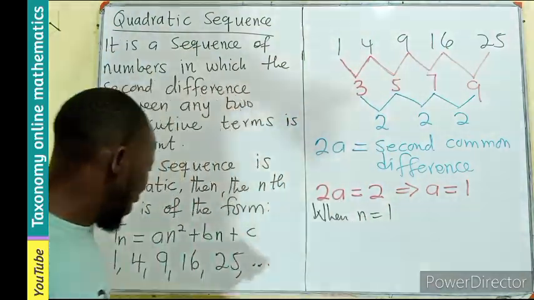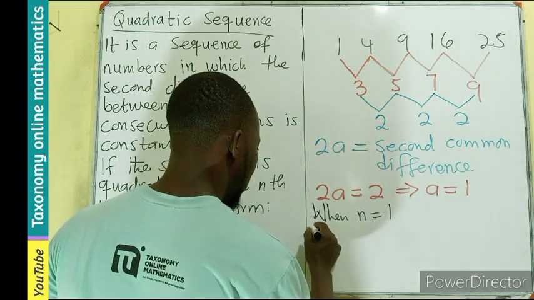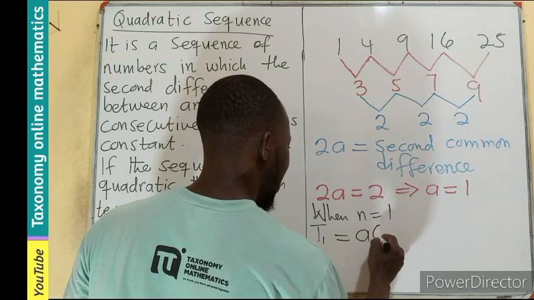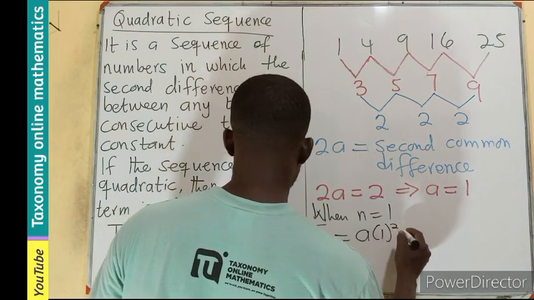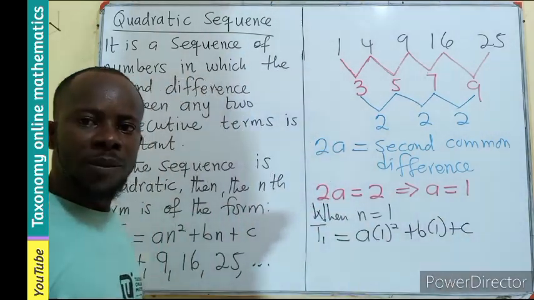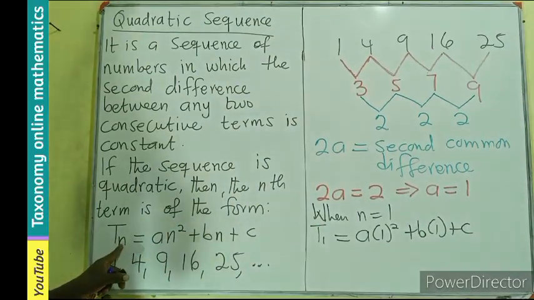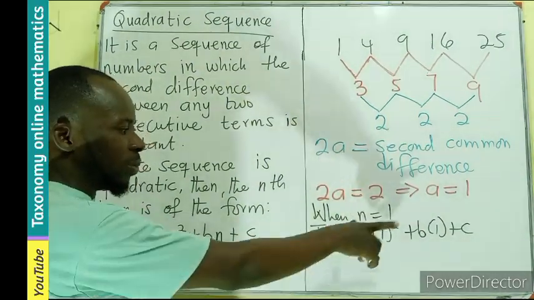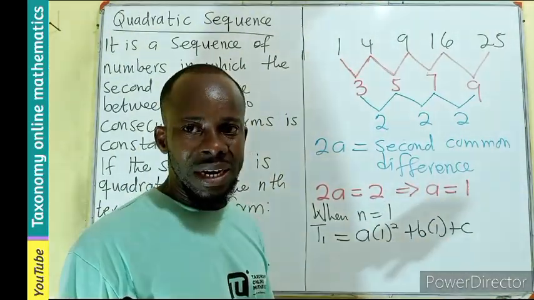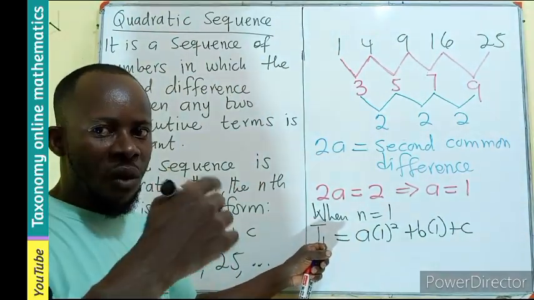So n is replacing this value. So you'll be having T1 equals to an squared plus bn plus c. I believe you get the concept from here. The T1 is the Tn. Our n is 1, so we replace everywhere we see n. And don't forget, in the beginning we said our a is 1, so we replace this by 1. Then the T1 is the first term of the sequence.